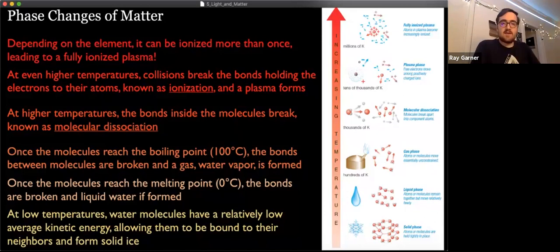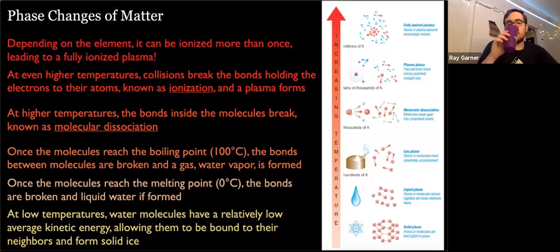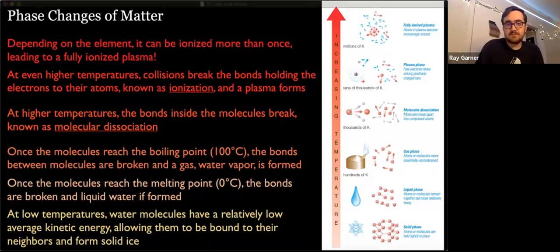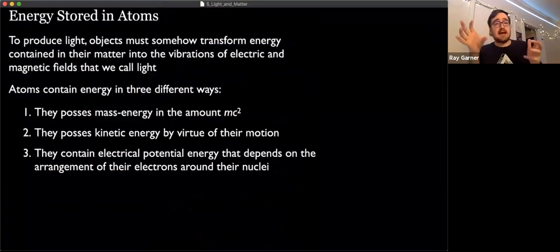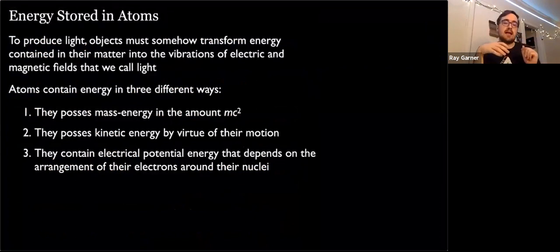All right, so we've kind of gone through the phase changes of matter, and now we will move on to talk about light some more. So now that we understand matter, how do we get light out of the matter? How does a light bulb emit light? How does the sun emit light?